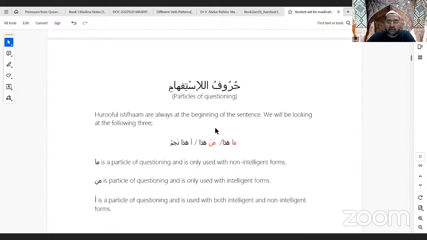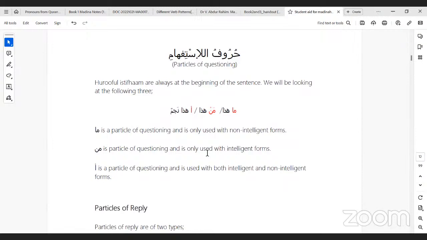And then we have huruf al-istifham, the particles of questioning. Huruful istifham are always at the beginning of the sentence. We will be looking at the following three: ma haza, man haza, a haza najmun. Ma is a particle of questioning and is only used with non-intelligent forms. Man is a particle of questioning and is only used with intelligent forms. Alif is a particle of questioning and is used with both intelligent and non-intelligent forms.